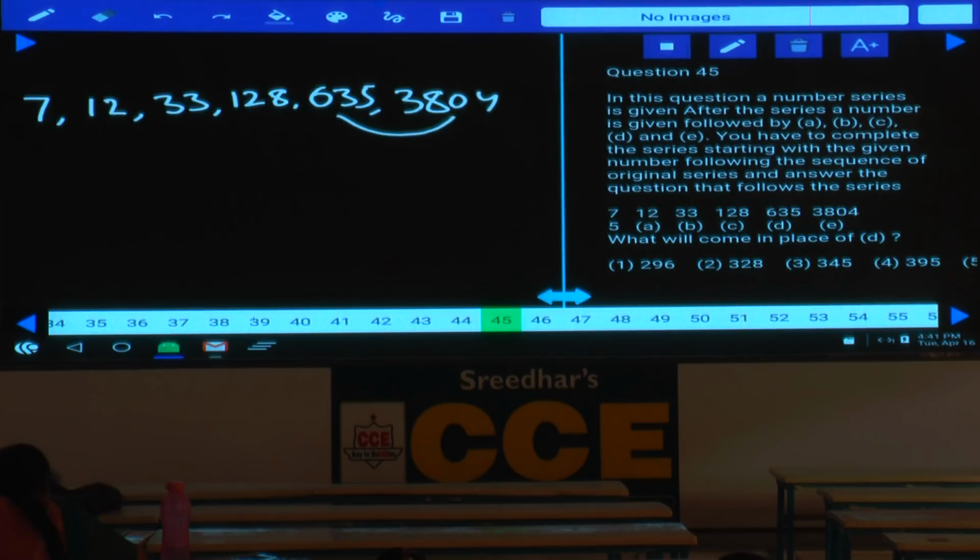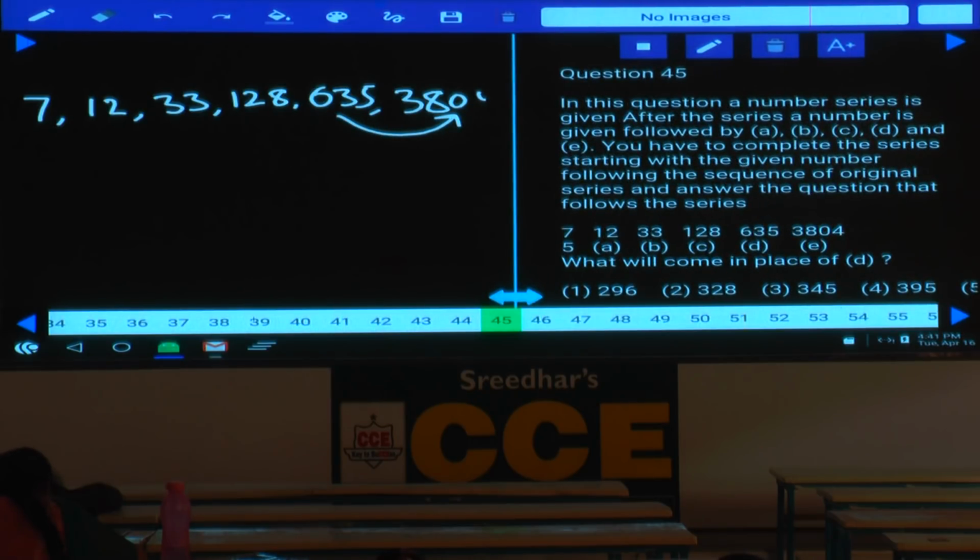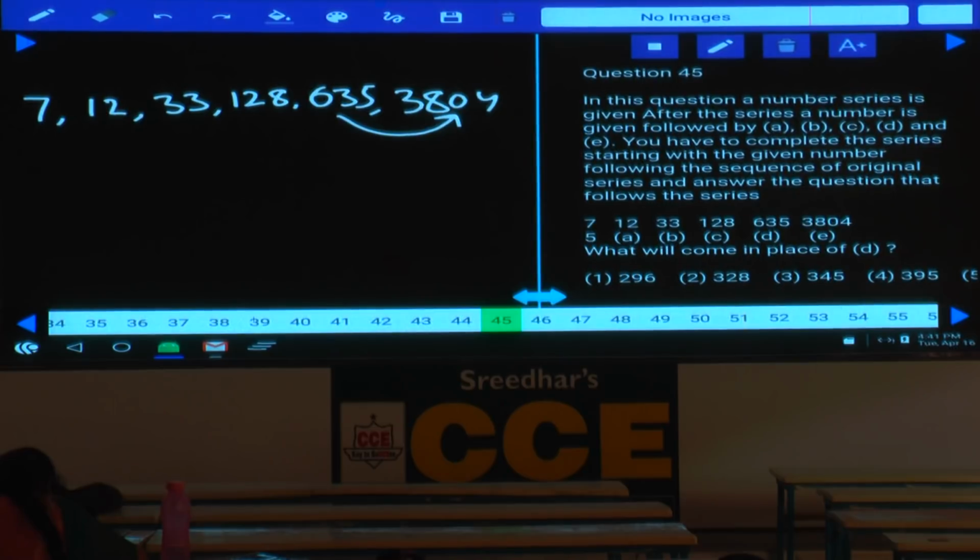Now it is multiplied with how much? Into 6. Isn't it? Into 6. Now if it is multiplied with 6, 635 into 6 is how much? 3810. Isn't it? That means minus 6. That is 3810 minus 6 will be 3804. The next one, 128 and 635. Now it is multiplied with how much? Into 5. Into 5 will be 640, and 640 and 635, and this will be into 5 minus 5 and 635.